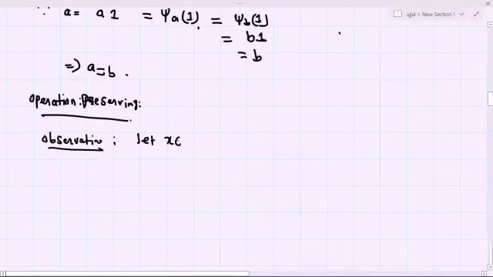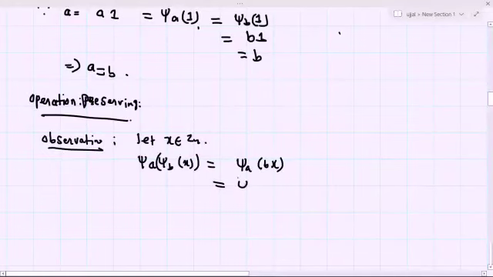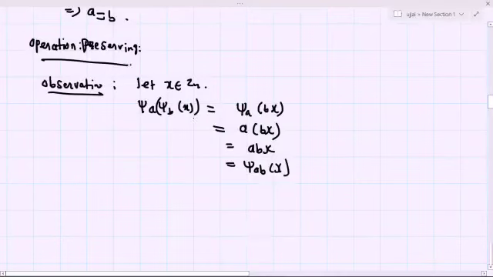If I take any element x from Zn and look at psi a composed with psi b of x, this is nothing but psi a of psi b of x. Psi b of x is b times x by the definition of psi b. So psi a applied to b x is a times b x, which is the same as a b x, which is psi a b of x. So this is our small observation, where we proved that psi a composed with psi b is psi a b.